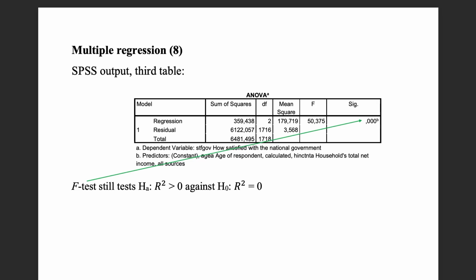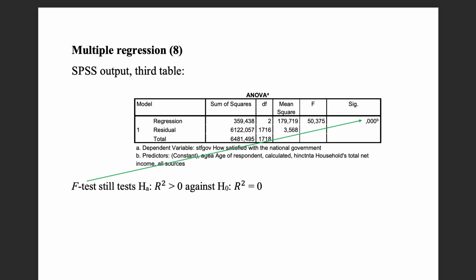So what do we say when we say H0: R square is 0? We are saying that our null hypothesis is that differences in age and income explain jointly exactly no variation whatsoever in satisfaction with the national government in the population. So R square is 0. Again, R square value in a multiple regression model is the proportion of explained variance based on all the variables that you included in your model.